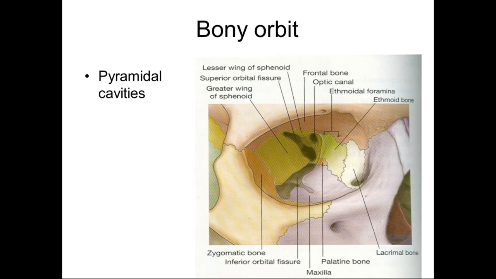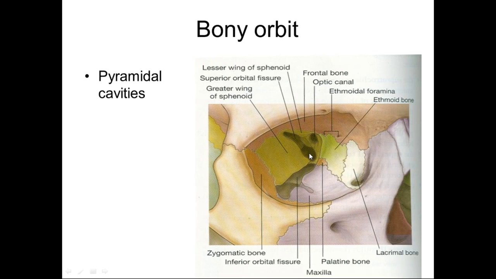First is the orbit. The bony orbits are the pyramidal cavities present on either side of the root of nose. Each orbit has a base, the base is anteriorly, and an apex, the apex is lying posteriorly. What are the bony boundaries of the orbit? It has roof, floor, medial wall, and lateral wall. These are the pyramidal sockets having base anteriorly and apex posteriorly.